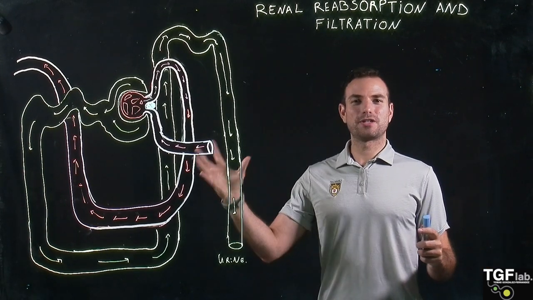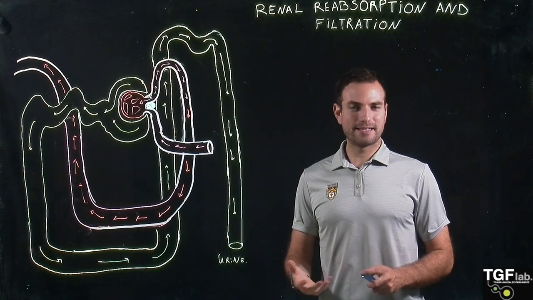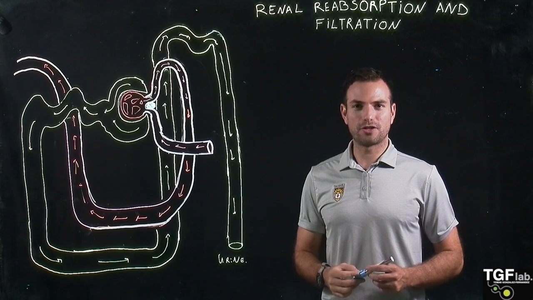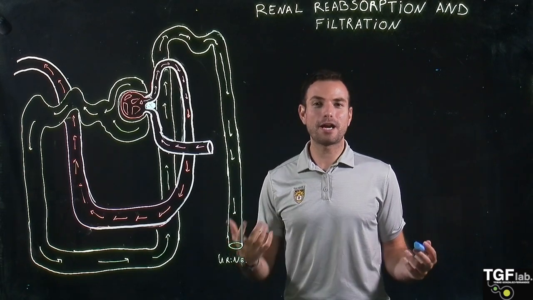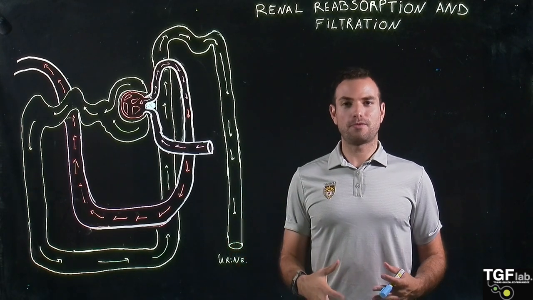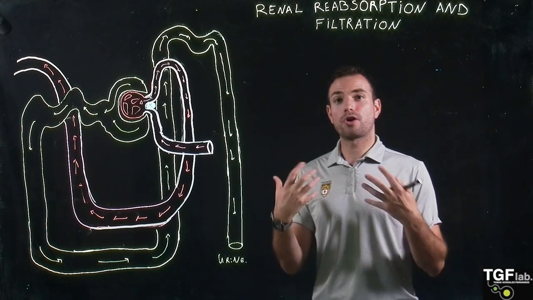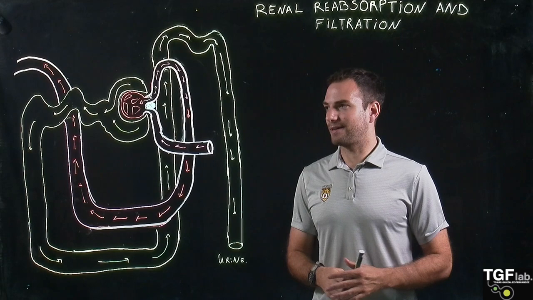Today we are going to continue looking at the kidneys and kidney function, and we are going to focus on the process of renal reabsorption and filtration, which is a process by which our urine is going to be formed and also our body is going to reabsorb all the nutrients and water that we need for our day-to-day activities.